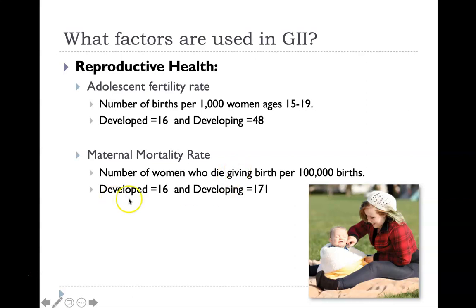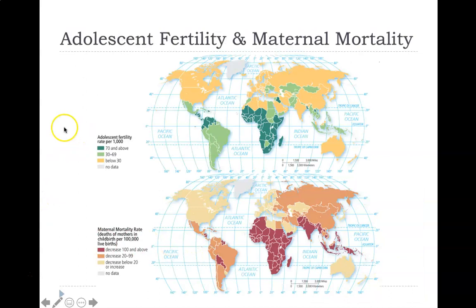So these are some interesting things to think about as you move through this. All right, so there's adolescent fertility and also maternal mortality rates. Again, clear correlations between the developed and the developing world. And that is 10.1 and 10.2.